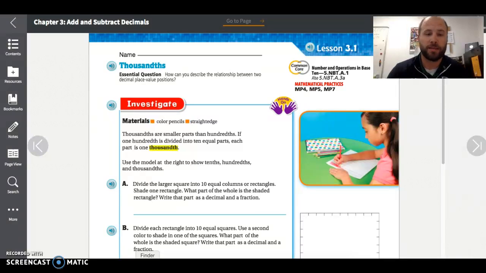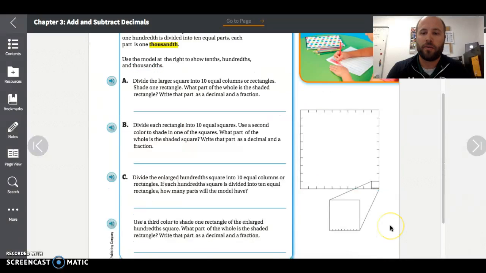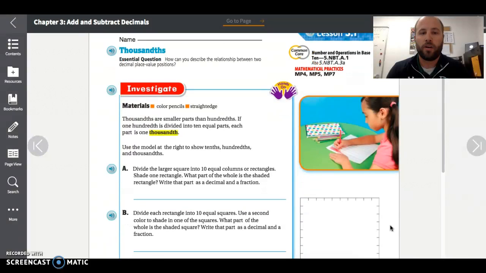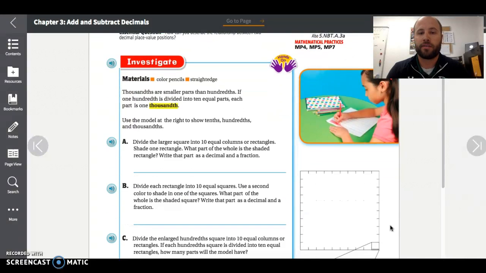Okay. So if you open up your book to lesson 3.1, that is page 151, okay? And we are going to work our way through this. The materials you're going to need for this is a graph paper, pencil, possibly a ruler here, and then your Go Math book, obviously. So let's get started.